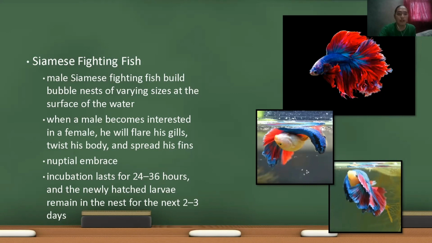Incubation lasts for 24 to 36 hours, and the newly hatched larvae remain in the nest for the next 2 to 3 days.